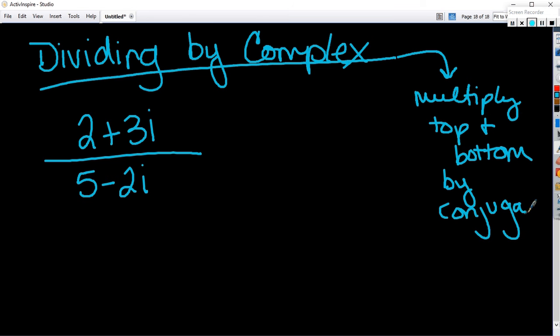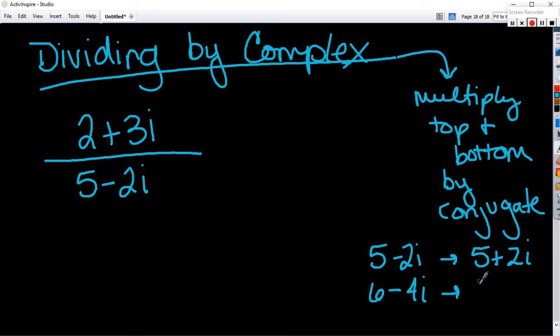Now, this is a big fancy word for a really easy concept. Okay? The conjugate of 5 minus 2i is 5 plus 2i. What did I do? I changed the middle sign only. That's what a conjugate does. It changes the middle sign only. 6 minus 4i, what's the conjugate? 6 plus 4i.